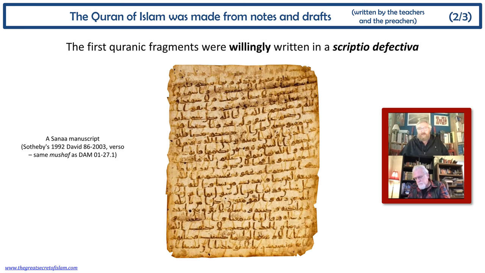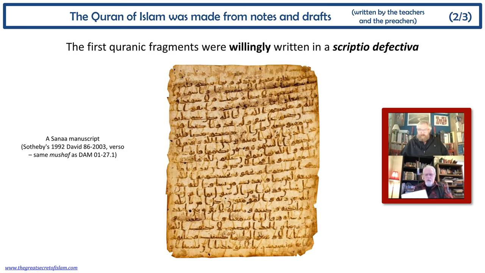It is also a clue to tell us that the very first writings, so before the first Quranic fragments, were not writings of a proclamation that was supposed to be the word of God, but they were writings made by the preachers themselves in order to prepare their proclamations, to prepare their homilies, their exhortations.